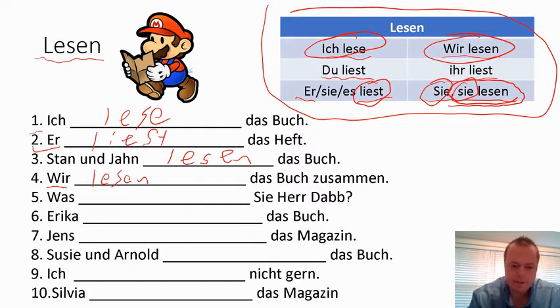Okay, the next one, I'll do one more with you. This one's a little trickier. This is actually a question. And the question is what are you reading, Herr Dab? Now notice this capital Z. This is what we use when you're talking to somebody that's a little bit higher than you or more formal than you, then you go ahead and use Z. Especially if you're not familiar with that person. It doesn't hurt to say, was lesen Sie, Herr Dab?